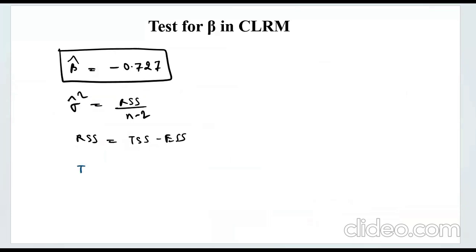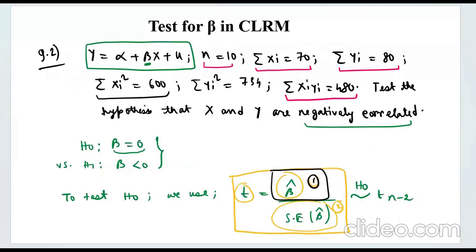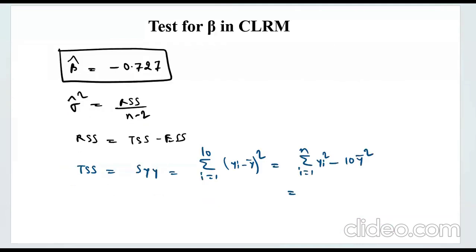Now simply calculate TSS. TSS is Syy. This is a question which covers the entire steps that you need for hypothesis testing. I have chosen such a question which will give you clarity on how to do the entire thing, right? So let's see, summation of (yi minus y bar) whole square, so summation i from 1 to n yi square minus n y bar square. Summation yi square is 734, so 734 minus 10 into 8 square. If you do this, it will come out to be 94.